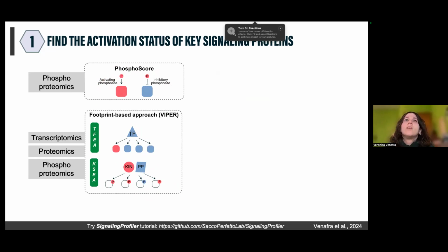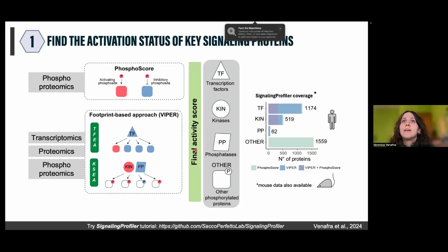So basically, if we know that a phosphosite is activating the protein and it's found hyperphosphorylated in the data, we can conclude the protein is active. So these two scores are eventually combined in a final activity score. So at the end of the day, you will have a list of proteins with their activity, and we have information for both human and mouse.